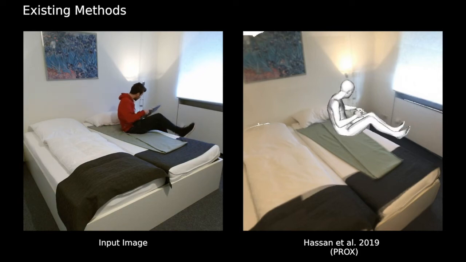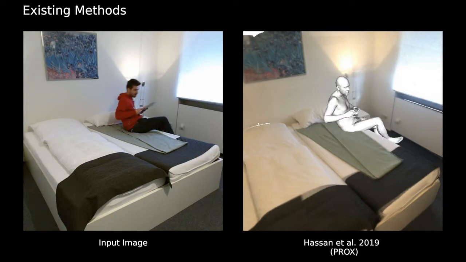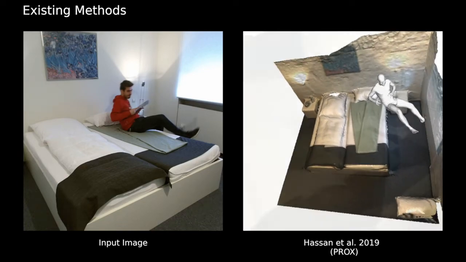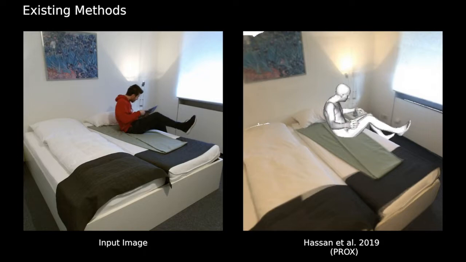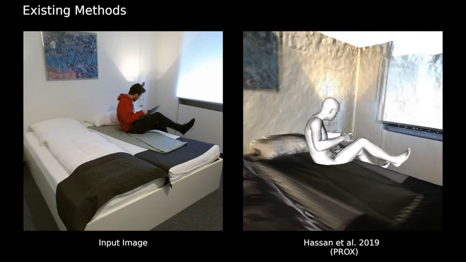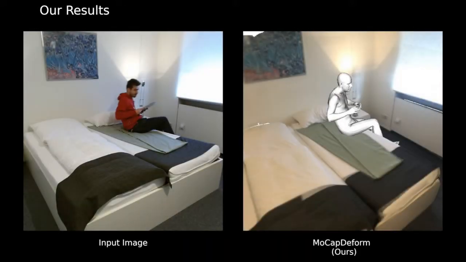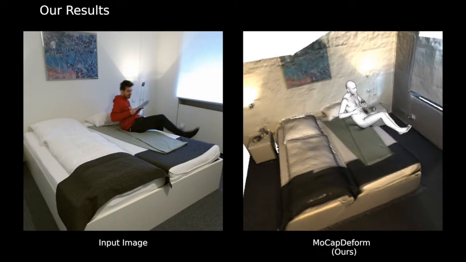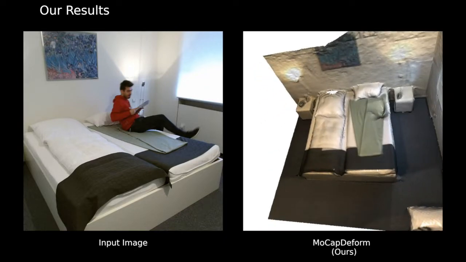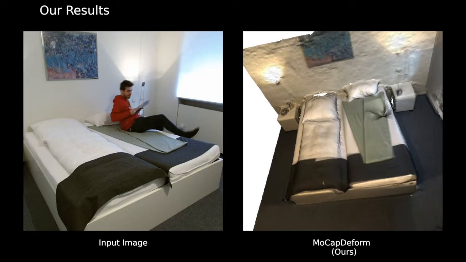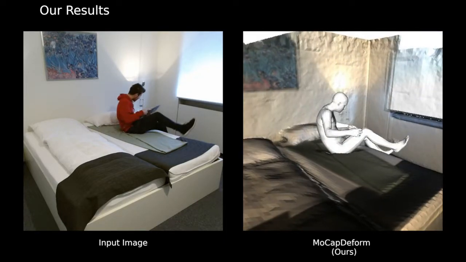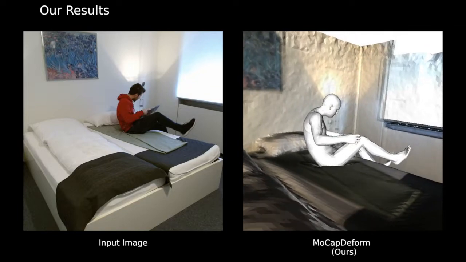This results in erroneous global 3D human poses caused by excessive penalization of human-scene collisions, or still severe human-scene interpenetrations, especially when the deformations are abundant. In contrast, our MoCapDeform approach is the first to explicitly model non-rigid deformations of the scene that the human interacts with and achieves improved 3D human motion capture as well as 3D reconstruction of the deformable environment.